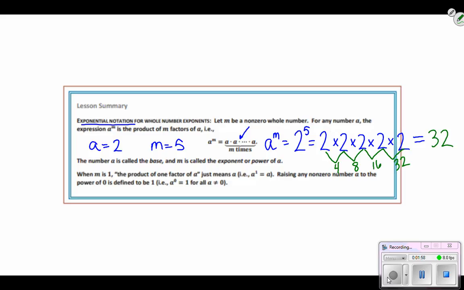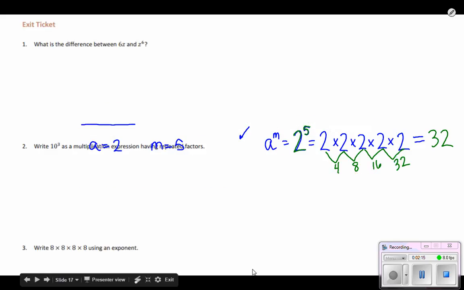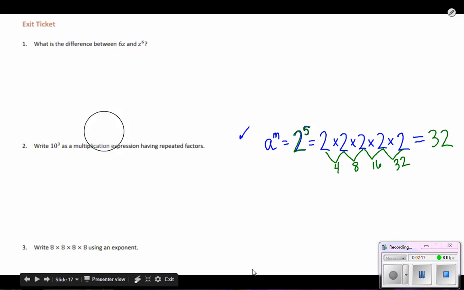So the base, again, is your big number that's used as a factor. The exponent is your superscript, your power, which tells you how many times that base is used as a factor. So we're going to use this information to help us with these next few examples.